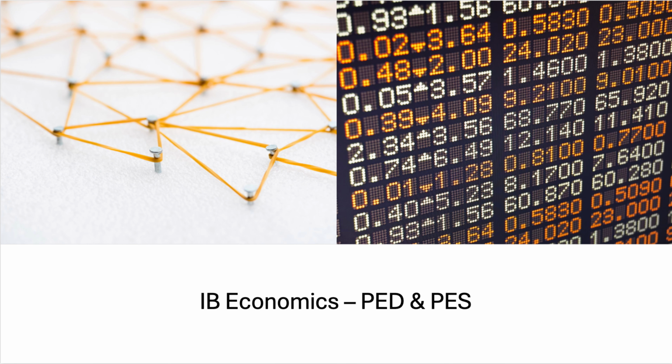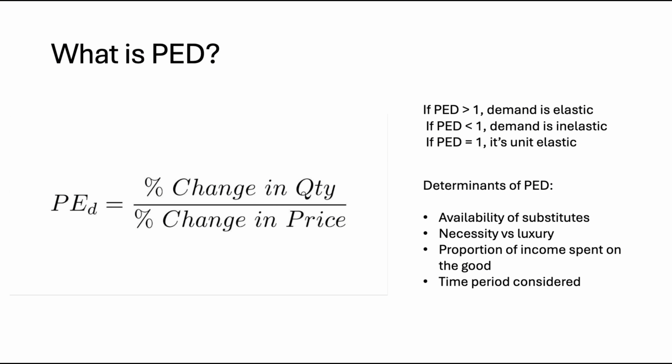Imagine you're at the supermarket and the price of your snack goes up by 20%. Do you still buy it or do you switch to something else? This simple question gets to the heart of two of the most important ideas in microeconomics: price elasticity of demand and price elasticity of supply. In this video, we'll break them down step by step, look at real-world examples, and learn how to use them in IB economics evaluations. Let's start with price elasticity of demand, or PED.